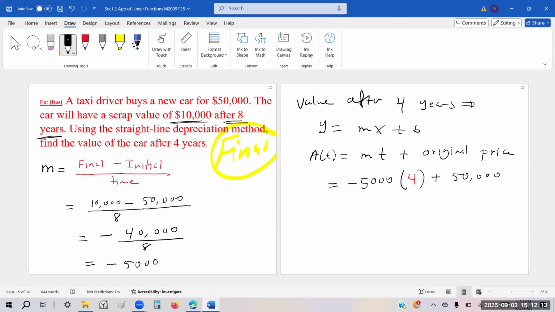So this is what you do if you do it mathematically. But if you use logic, it's simple. Per year, you're losing 5,000. So in 4 years, you're going to lose 20,000. So from 50,000, if you lose 20,000, how much is the price? 30,000. So the answer here should be negative 20,000 plus 50,000, which is 30,000. So this is math, and the other method is logic.